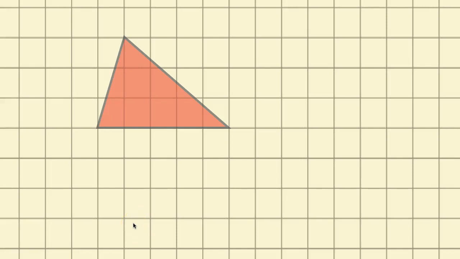Hi guys, a few of you have asked for a video on area of a triangle, so I'm going to try to go through that with you. Hopefully this will help you to get a few more marks on the non-calculator. So a couple of things just to think about before we start.